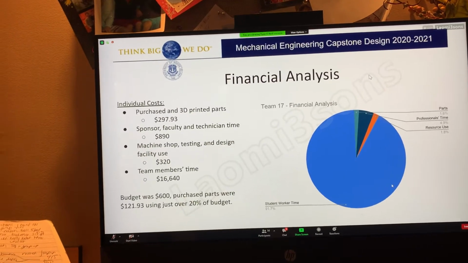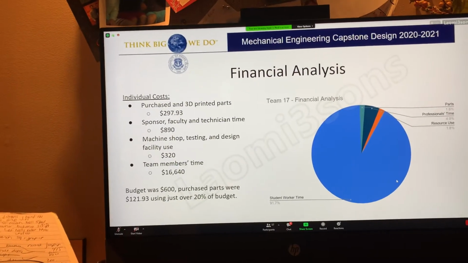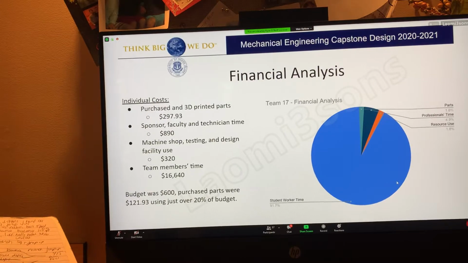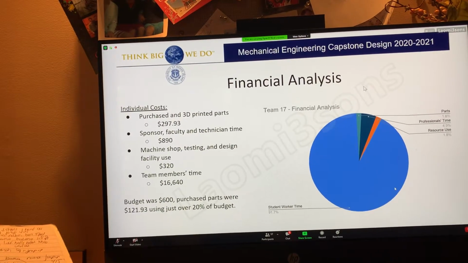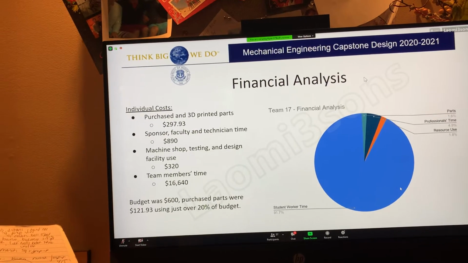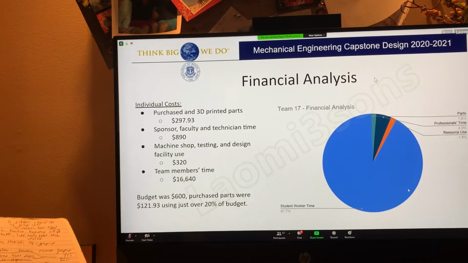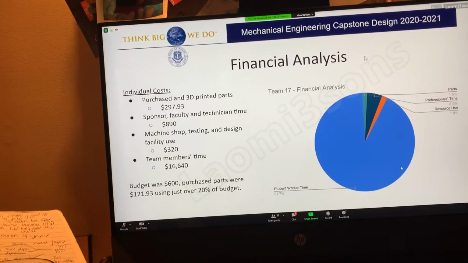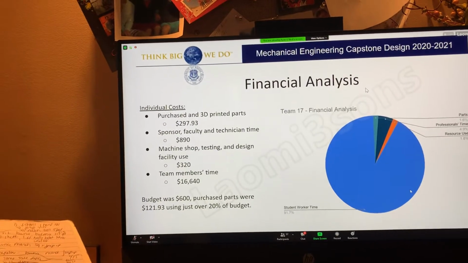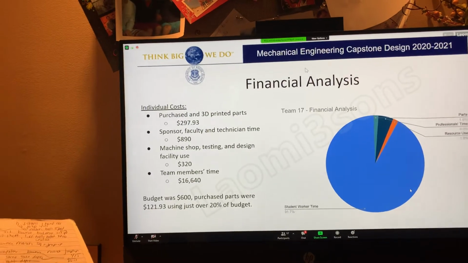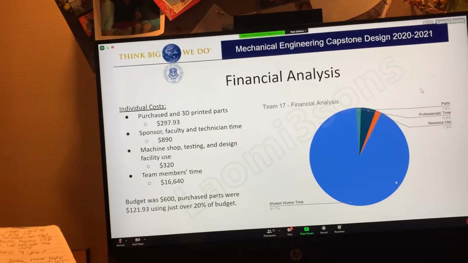To manufacture the full design, it would likely add about $40 to the cost in parts. It would take increased labor to assemble as well due to the increased size. So the created prototype only required a purchase of $121.93, meaning that the group only had to utilize about 20% of the total budget for the project.